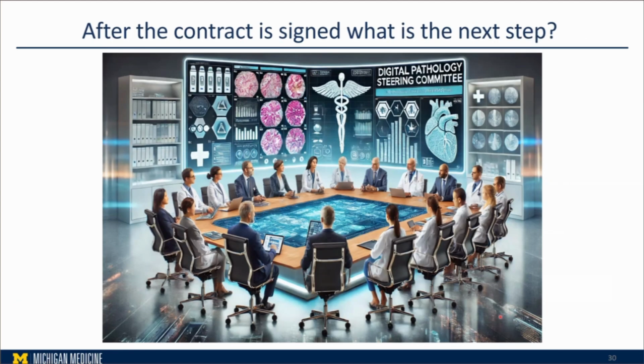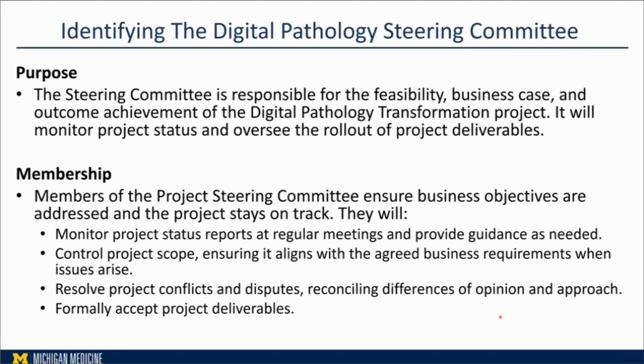So after the contract is signed, what is the next step? The next step is you really need to identify the steering committee. The steering committee is extremely important, and their primary function is to take responsibility for the feasibility, business case, and the achievement of the outcome of the digital pathology transformation project. They usually monitor the project status reports at regular meetings and provide guidance when required.